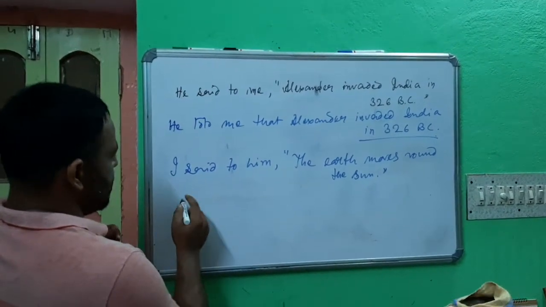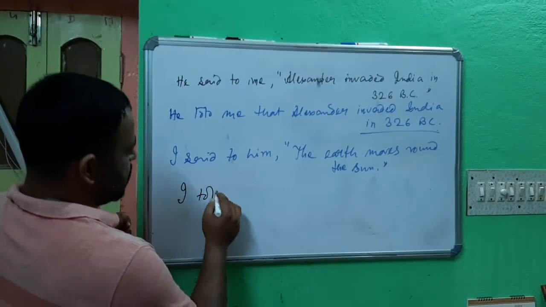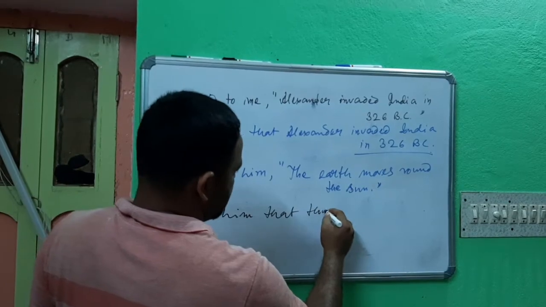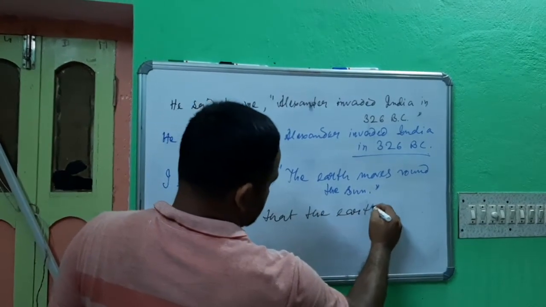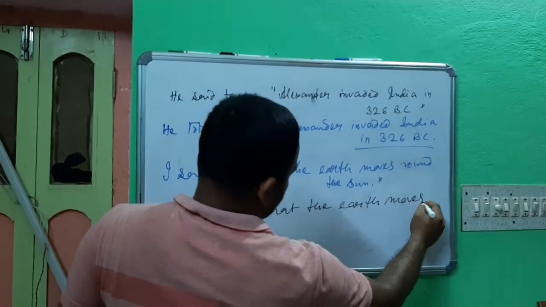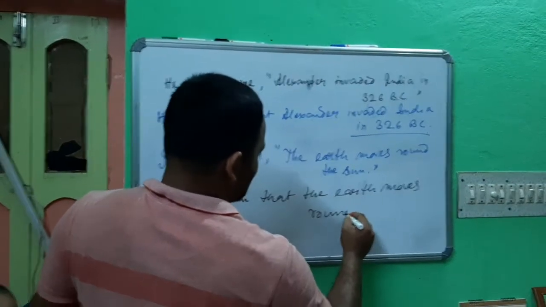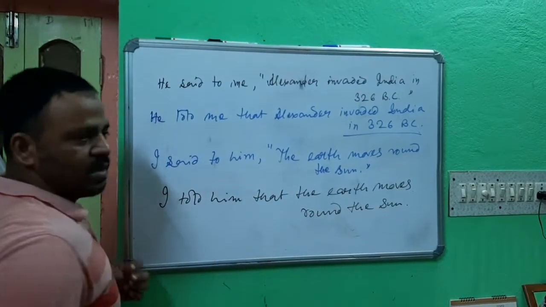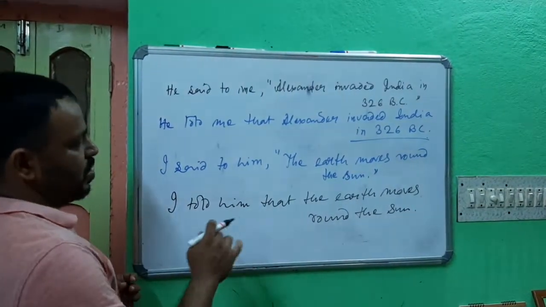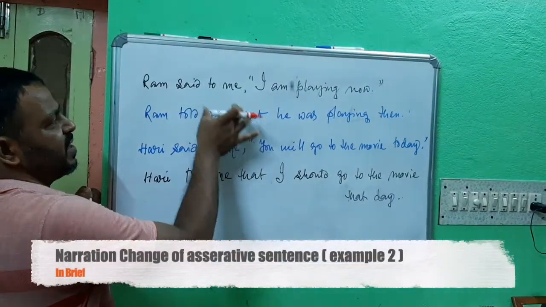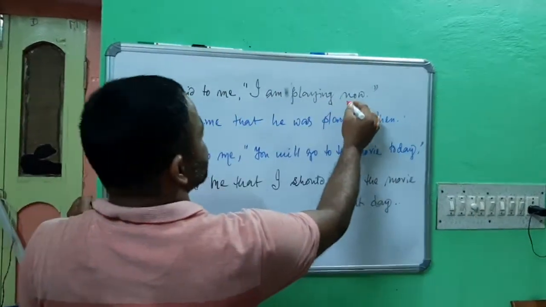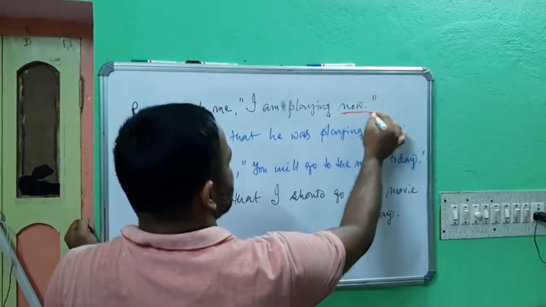That is, I told him that the earth moves around the sun. That is the fact. The universal truth would remain unchanged. Here is another example. That is, Ram said to me, I am playing now. I will stress on the word now.